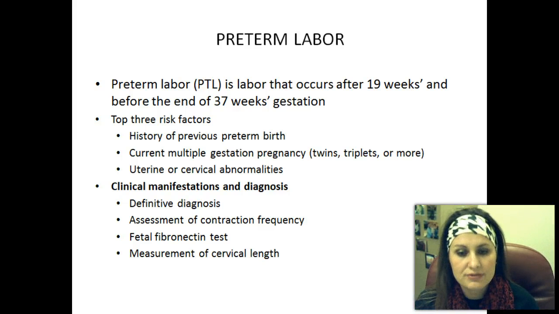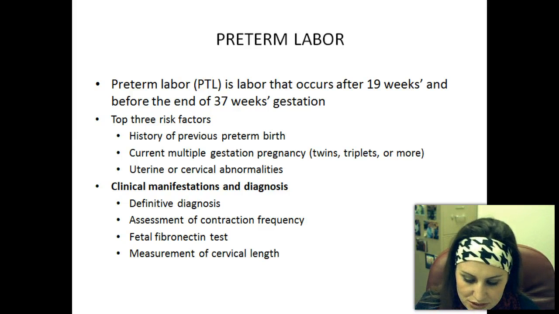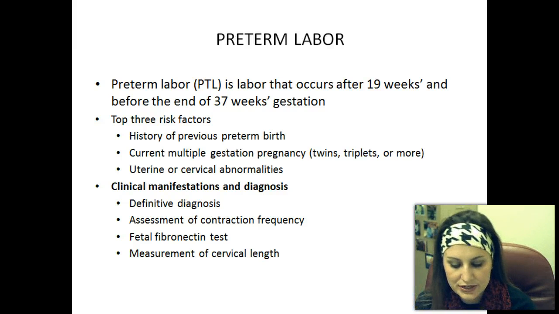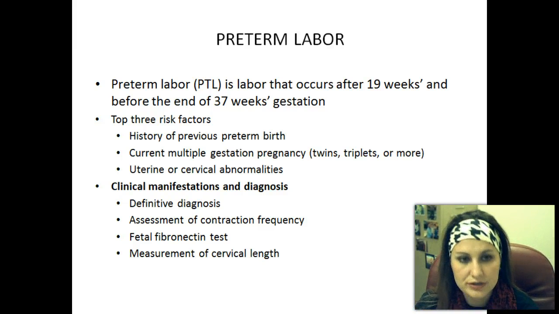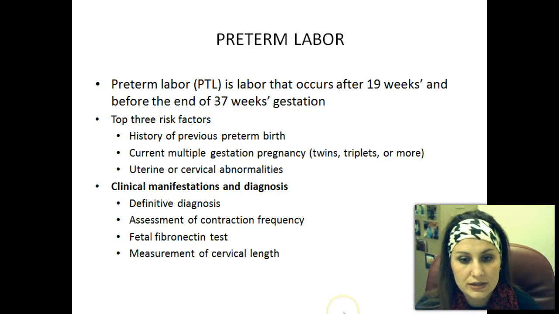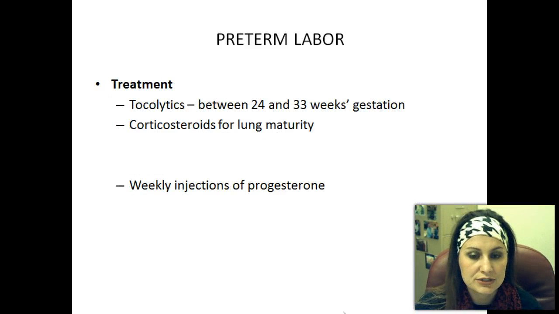And then measurement of the cervical length. Again, that goes back to labor readiness, but with no change in cervical length in the presence of a negative fetal fibronectin test, that's saying that the woman has a very low chance of delivering prematurely. So if those things are increased, then we're worried about her delivering premature. And you can read more about that on page 415 in your book.